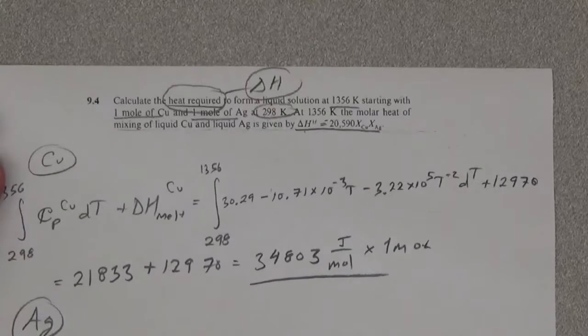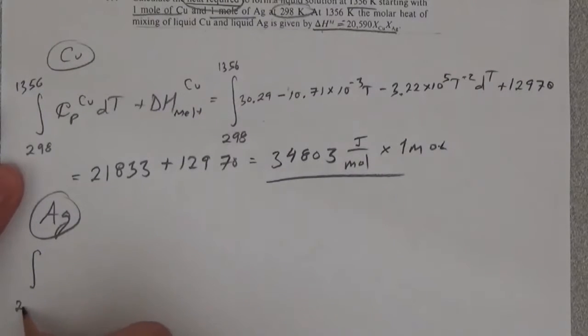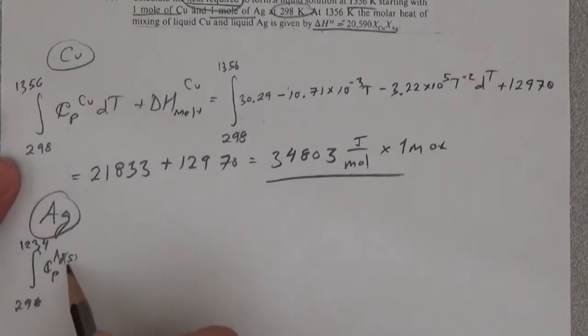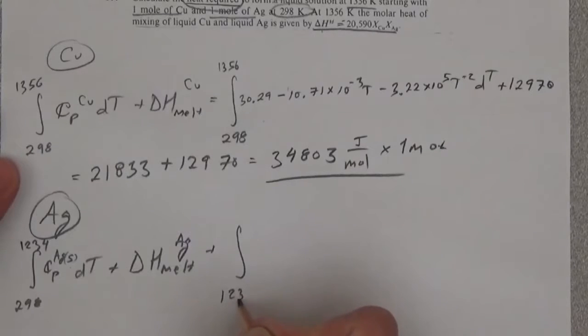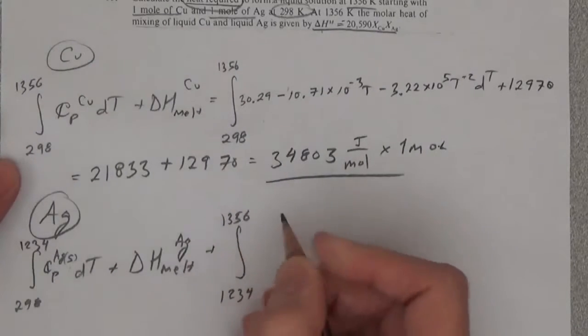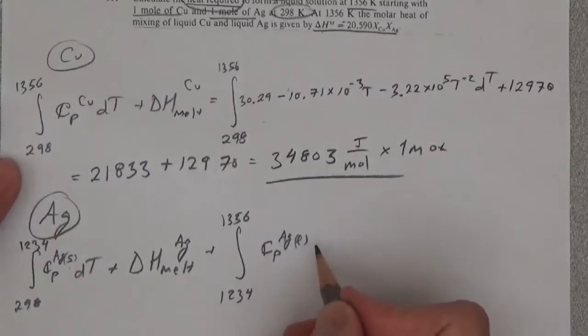In the case of silver, silver melts at 1234, so we'll have to do the integral from 298 to 1234 of the isobaric molar heat capacity of solid silver dT plus delta H melt of silver, plus the integral from 1234 to 1356 of the molar heat capacity of liquid silver dT.